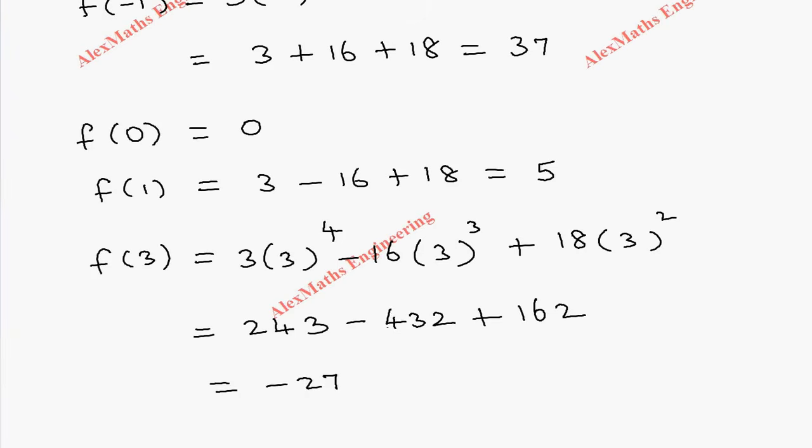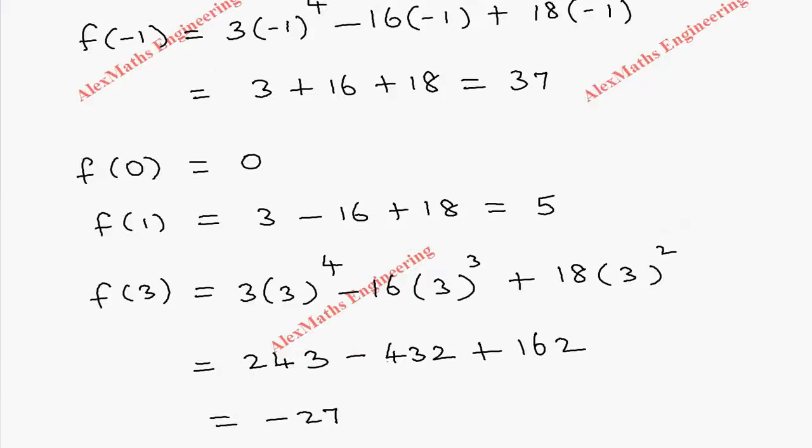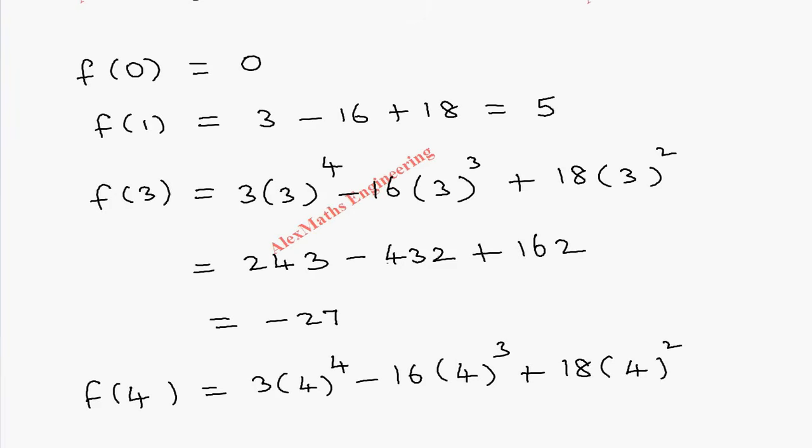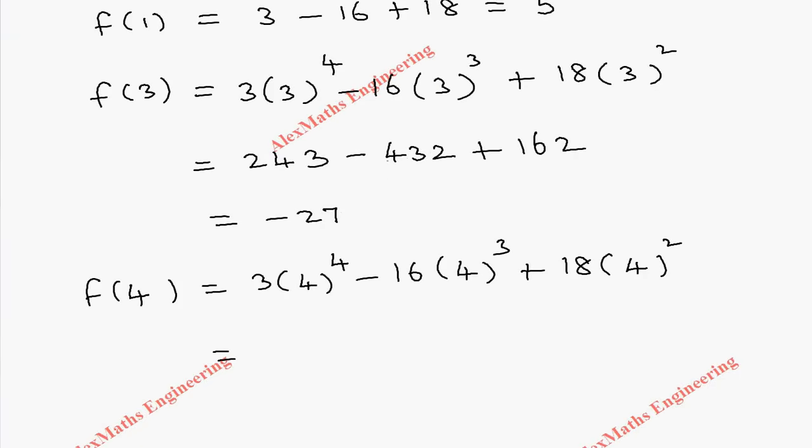In the same way, you have to find for the last value 4. So f of 4, that will be 3 into 4 power 4 minus 16 into 4 cube plus 18 into 4 square. So the first term 4 power 4 into 3, 768, minus 16 into 4 cube, that gives 1024. The last value 288.